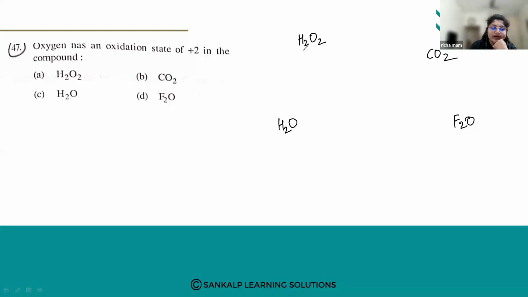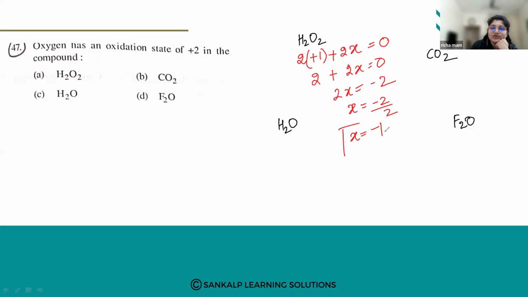So how many hydrogens are there? 2 hydrogens are there. So we will write like this. I'll show you stepwise, then only you will understand. So 2 hydrogens, each hydrogen common oxidation state is +1, right? Then we have to find the oxidation state of oxygen. So we'll keep it as 2x, and the charge is 0. So 2 into 1 is 2, plus 2x is equal to 0. Then 2x is equal to -2, x is equal to -2 by 2, that is -1. So what is the oxygen oxidation state in hydroperoxide?